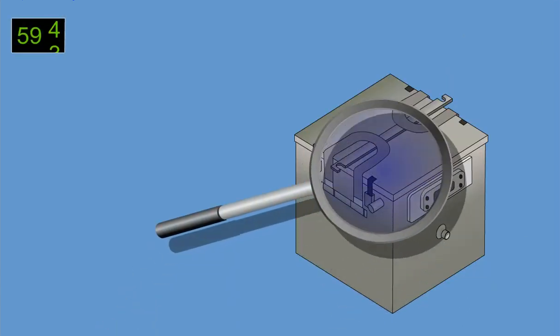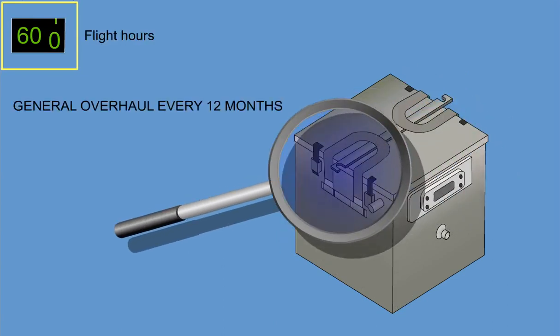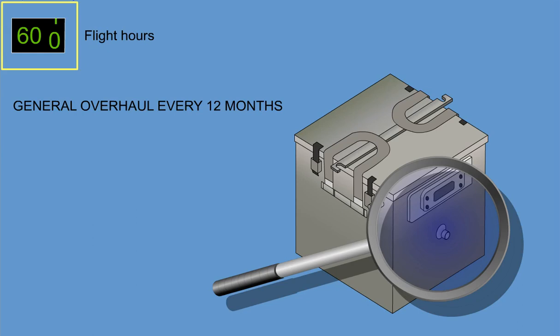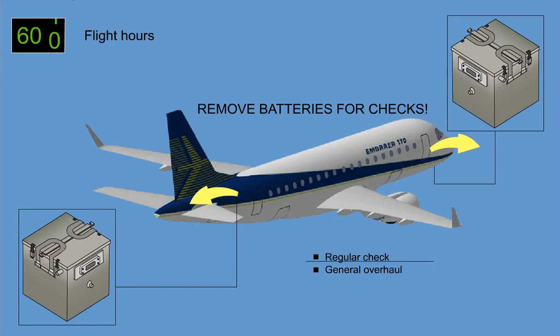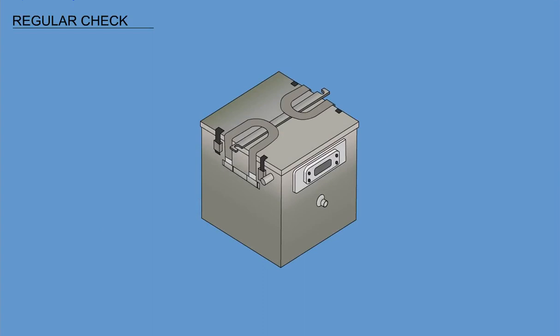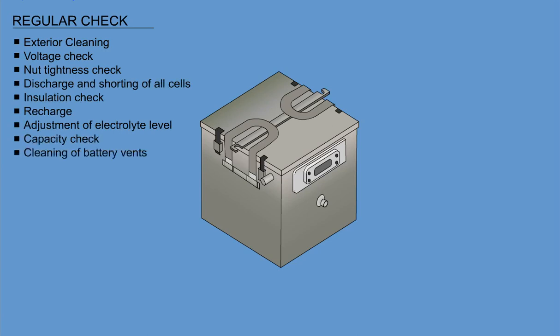Maintenance requirements for the battery include a regular check every 600 flight hours and a general overhaul every 12 months. The battery must be removed from the airplane for both the regular check and the general overhaul. The regular check consists of the following: exterior cleaning, voltage check, nut tightness check, discharge and shorting of all cells, insulation check, recharge, adjustment of electrolyte level, capacity check, and cleaning of battery vents.